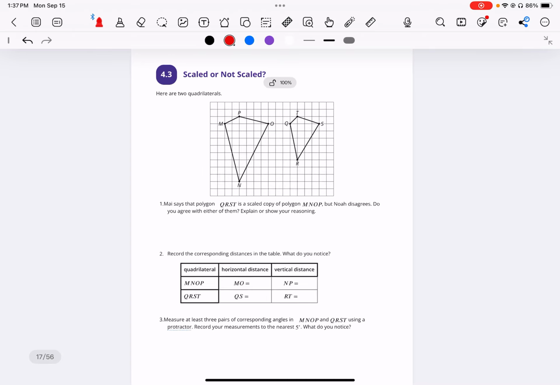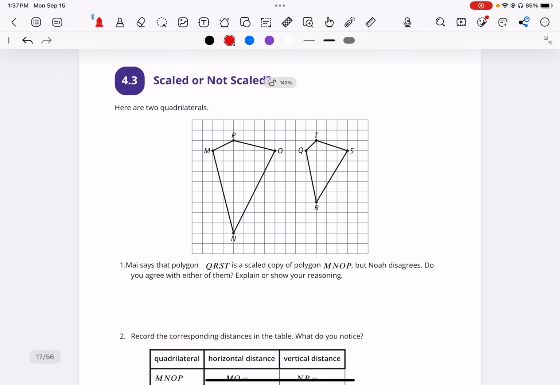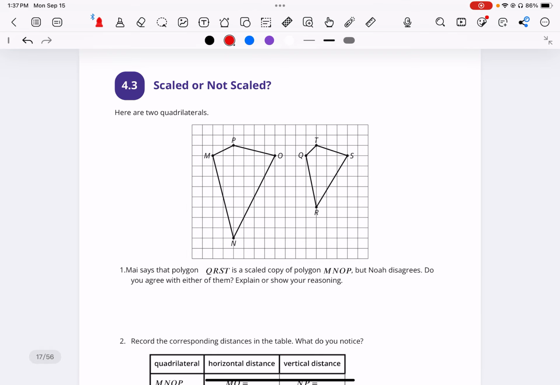If we look at this next example, we have two quadrilaterals. Mine says the polygon QRST is a scale copy of polygon MNOP. In order to have a scaled copy, two things have to be true. The first is that the corresponding angles are all equal, and all dimensions change by the same scale factor.